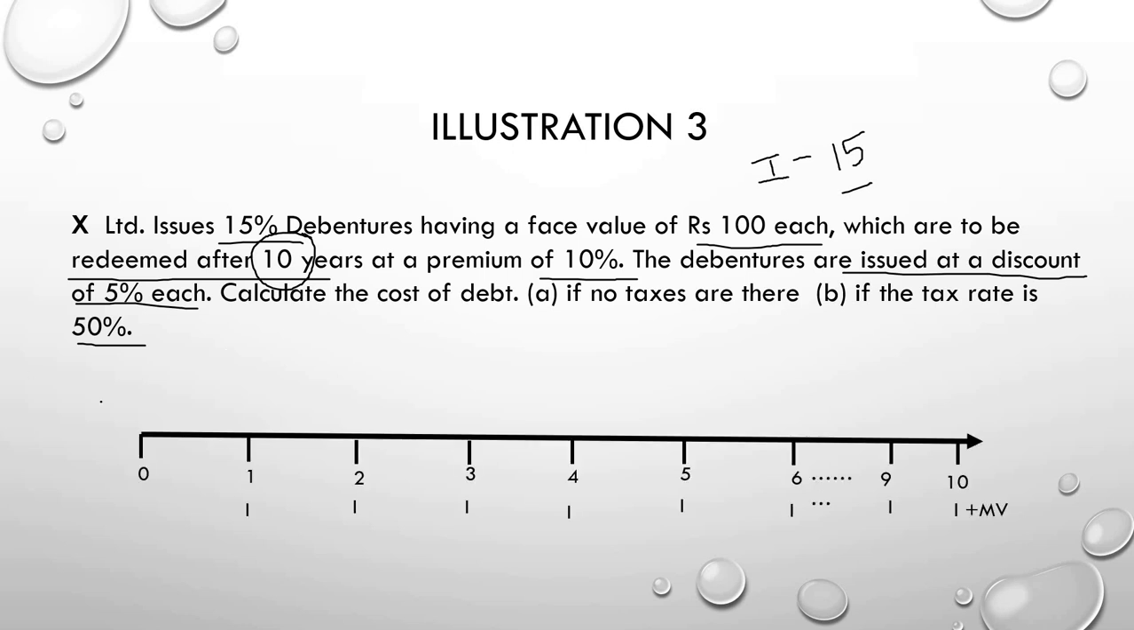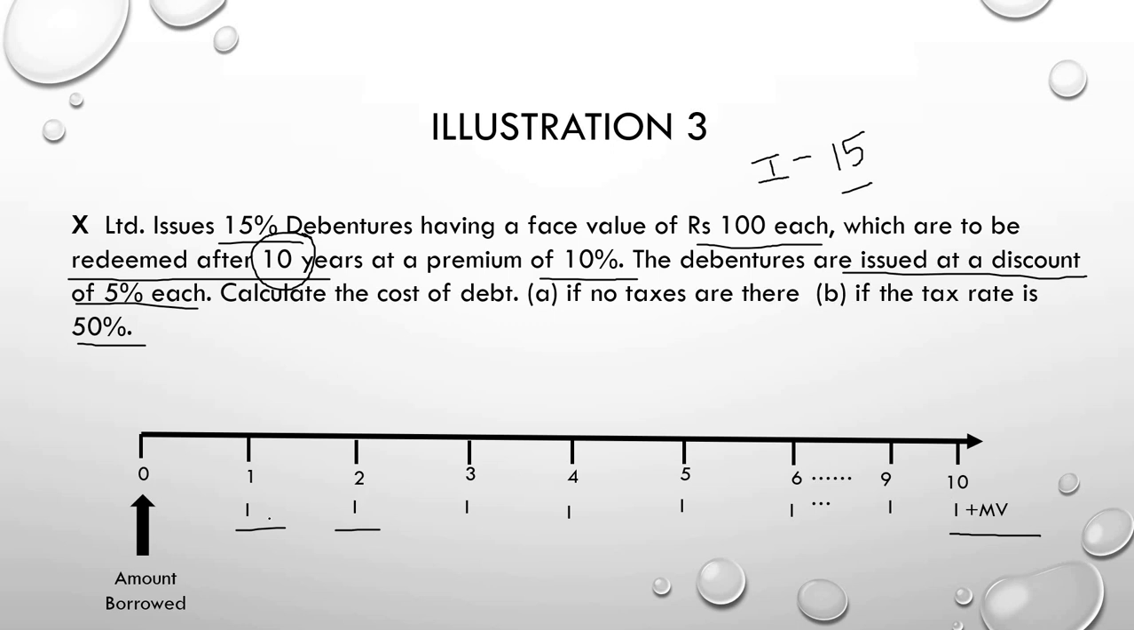If we see the timeline, interest will be paid till 10 years, and at the end of 10 years the company is going to pay the interest to the investors, plus the maturity value also. At the zero time period, the company is going to issue the debentures, or you can say the company will borrow the amount at this time period. The company is going to pay the interest at the end of year 1, at the end of year 2, and till 10 years the company is going to pay back the interest.